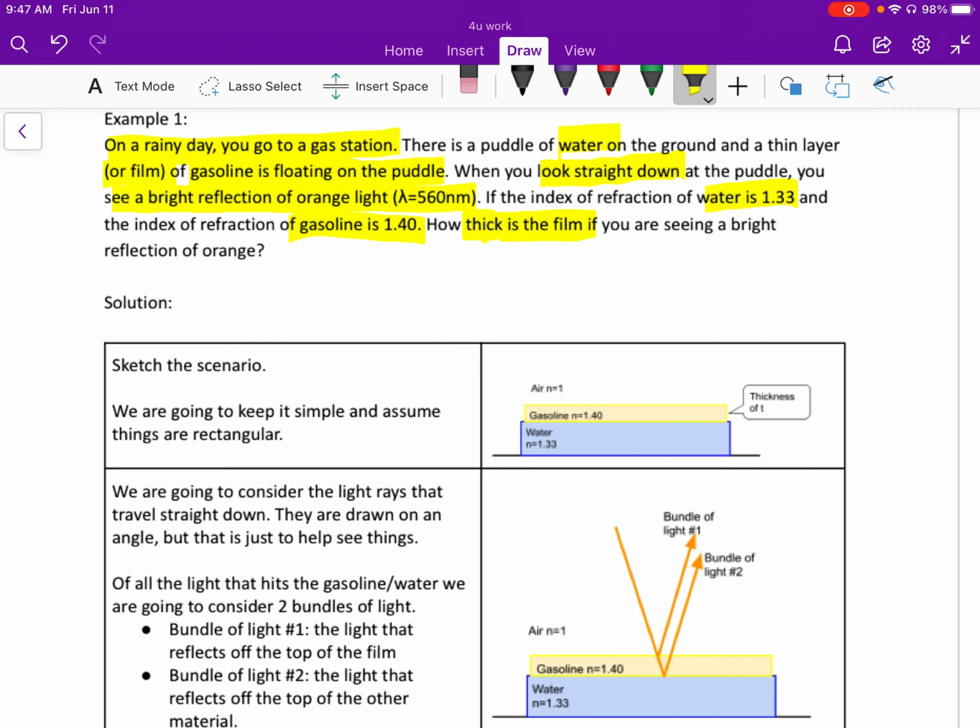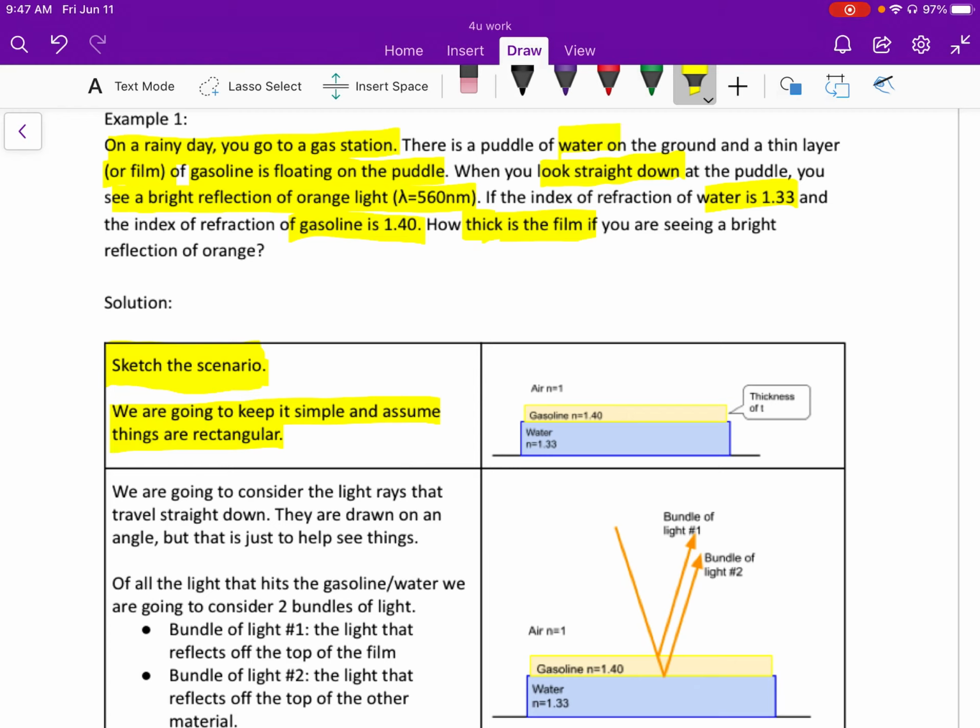As always in physics, when you get a problem, you should sketch it. The difference between experts and novices at any topic is experts can visualize it a little bit differently. So that means for us, we've got to start drawing sketches as we work on switching from being a novice at something to being an expert at something. We're going to keep things really simple, and we're going to assume that things are very rectangular. So we've got a puddle, that's a rectangle, and we've got a thin layer of gas on top. The thin layer of gas is also a rectangle.